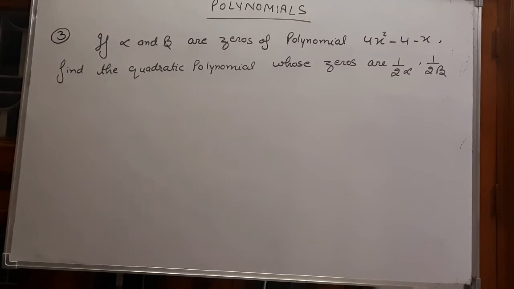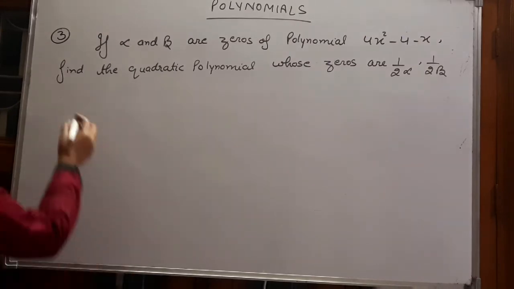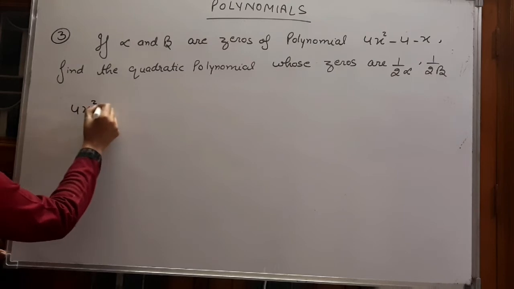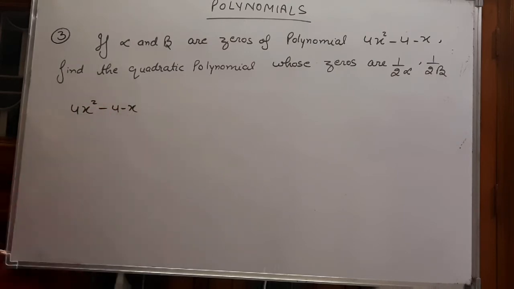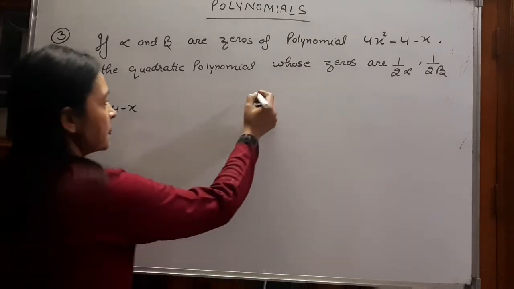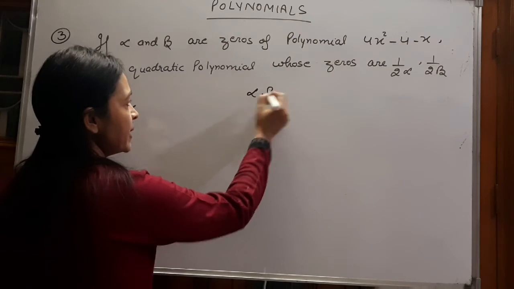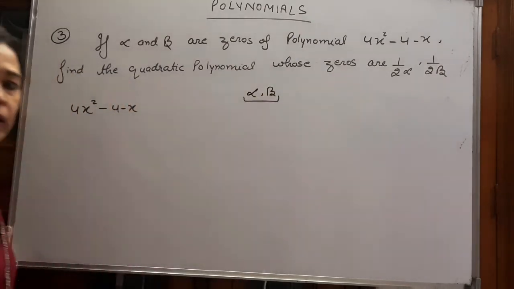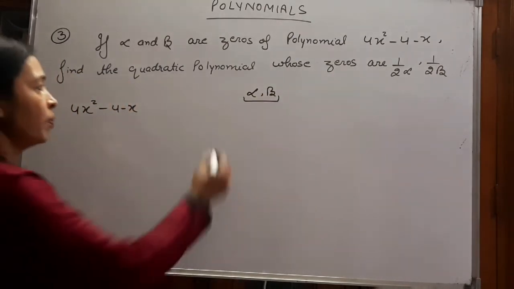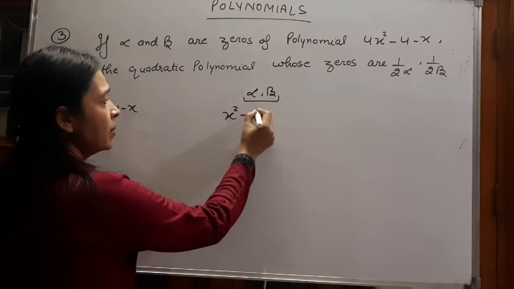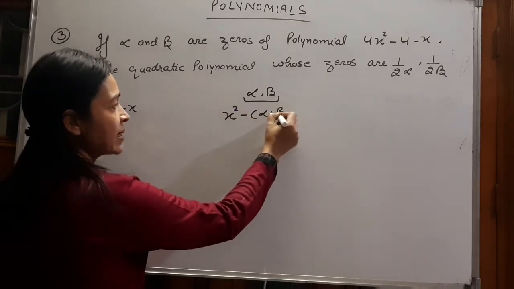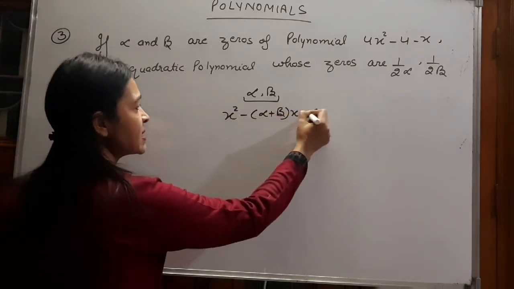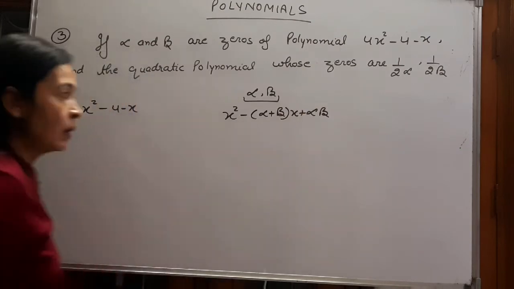If alpha and beta are zeros of the polynomial 4x square minus 4 minus x, we have to find a quadratic polynomial with zeros 1 by 2 alpha and 1 by 2 beta. But if we have alpha and beta as zeros of a polynomial, how can we make a polynomial? X square minus the sum of zeros, that is alpha plus beta, into x plus alpha beta.